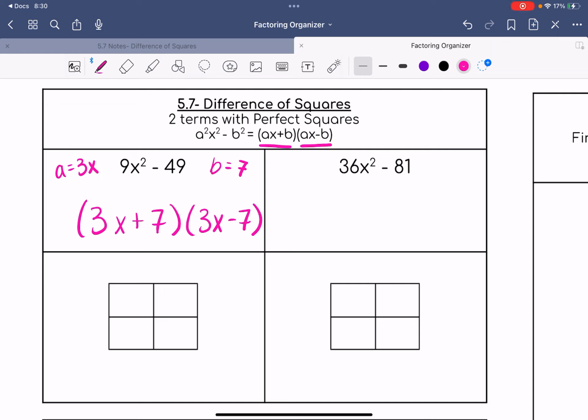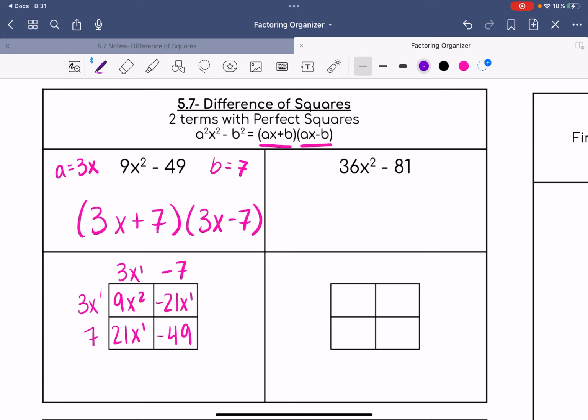Okay, if I wanted to multiply that back out, I would put my 3x and my 7 on the left here, my 3x and my -7 on the top here. 3x times 3x is 9x squared. Top right-hand corner, 3x times -7 is -21x. Bottom left-hand, 7 times 3x is positive 21x. And then bottom right-hand, 7 times -7 is -49.